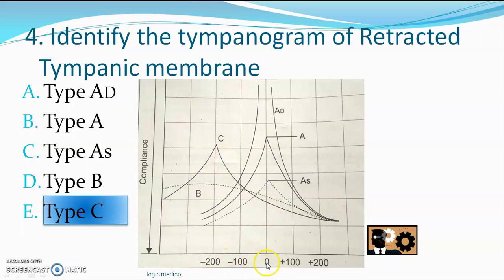That's why, where this A is normal, okay, A is normal. Normally the tympanic membrane is in neutral position, so that will be the highest peak. But here the highest peak has come at minus 200, so that shows that the tympanic membrane is pulled inwards. It's called retracted tympanic membrane. Compliance will be highest at a negative level.